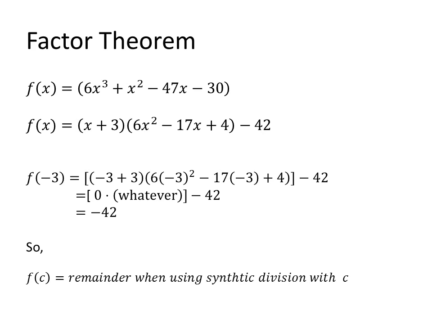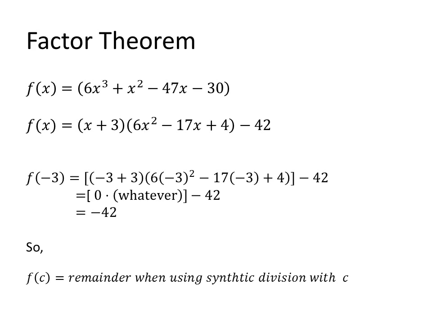You may have noticed that when we evaluated the function at -3, we got -42, and that the remainder when we use synthetic division with -3 was also -42. This is not just a coincidence. This is what we call the factor theorem. What it says is that if you evaluate a function at a number, that will equal the remainder when using synthetic division with that same number.